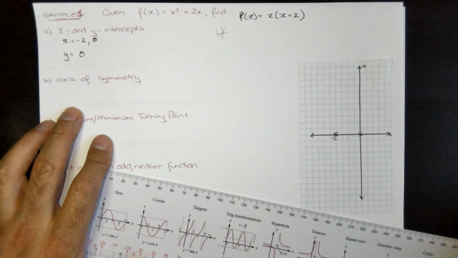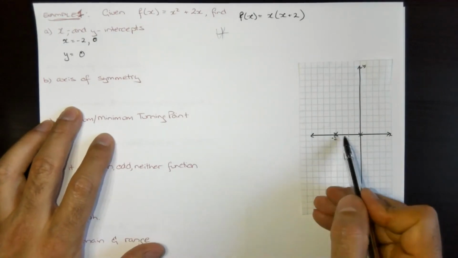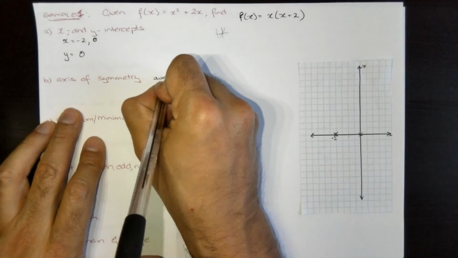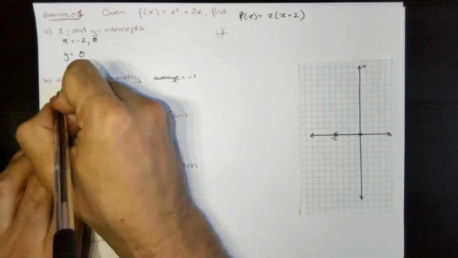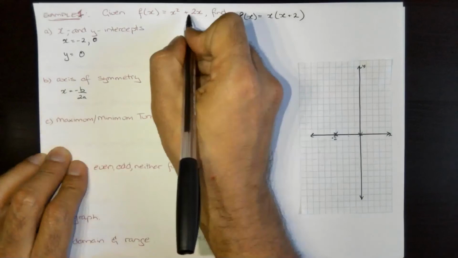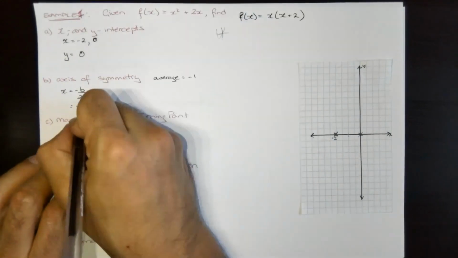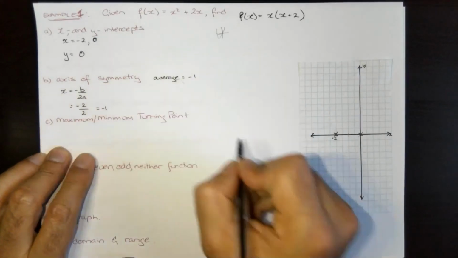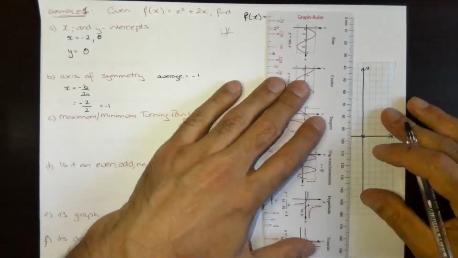We're going to find the axis of symmetry. We've got two options. Basically, the average of the intercepts, which is obviously -1. Alternatively, if we use x equals -b over 2a, -b would be -2, over 2 lots of 1, which is 2, which equals -1, which is the same. So this is my axis of symmetry.